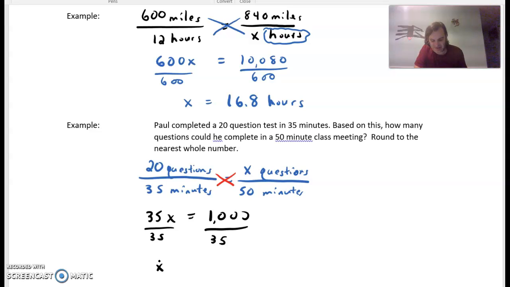I said round to the nearest whole number. I get about 28.57. So we're going to say that that is about 29 questions. So based off of how fast Paul works in class, it looks like I could give him a test that had 29 questions on it. Okay.